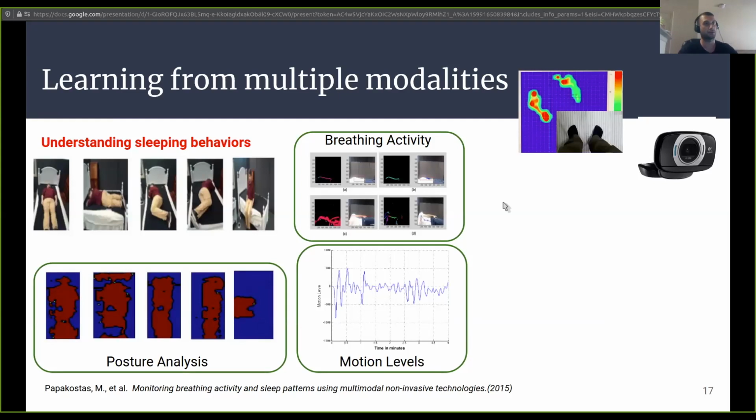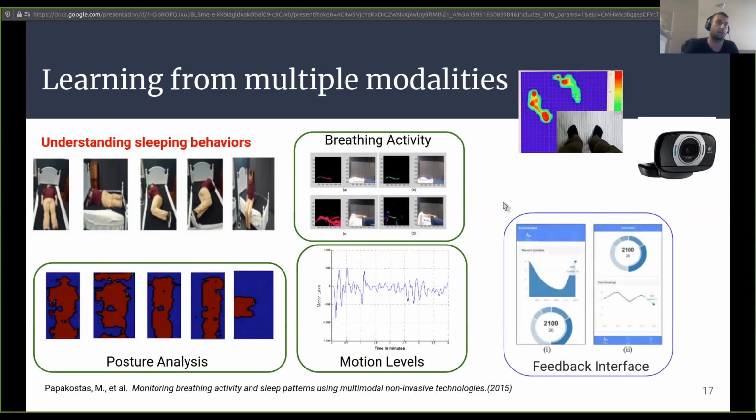So we used two completely contactless sensors. One is a pressure mat that was under the bed, and the other one was a regular webcam attached on the side of the bed. And what we tried to do was to process these two different sensors independently to eventually create a detailed report for the subject, which we presented in a mobile app, about their sleeping behavior and routine.